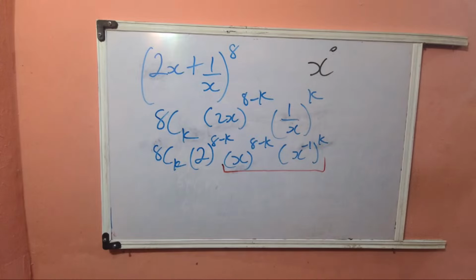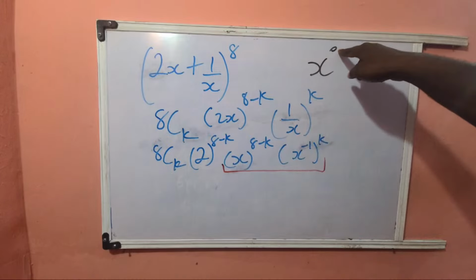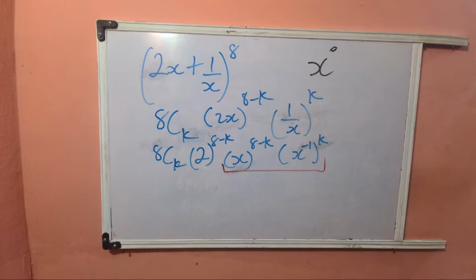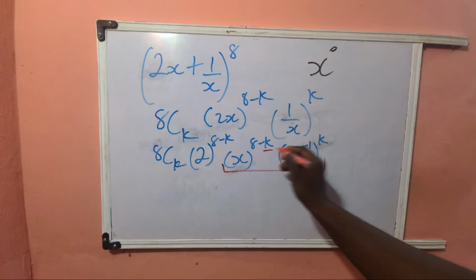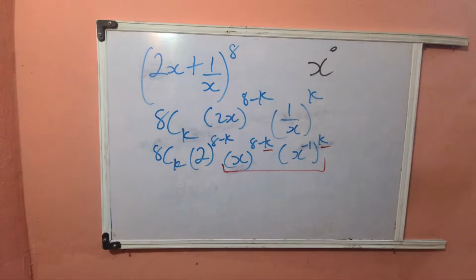Now, this is what we're going to do. Using our law of indices, we want to see what k should be. What should k be that would make my x be raised to the power of 0? That means, what should be my value of k that will make this whole thing x raised to the power of 0? We do that using the law of indices. Very simple. Look at it.